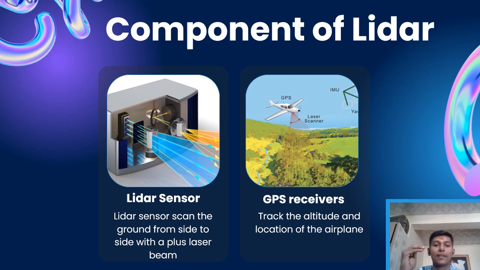The lidar sensor scans the ground from side to side with a pulsed laser beam. We can see here that the lidar sensor emits the wave pulses and scans the ground side to side. Then the GPS receiver tracks the altitude and location of the aeroplane. So where is the aeroplane and how does it work? It basically works by receivers.